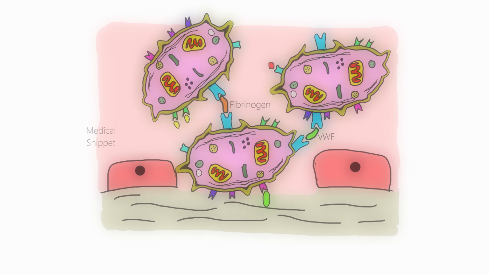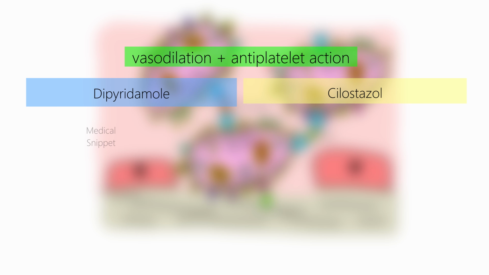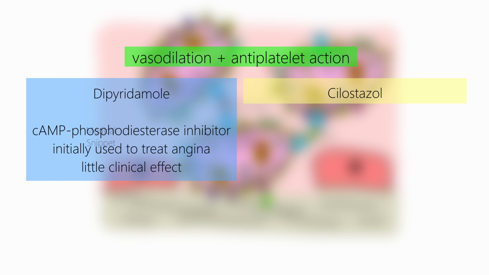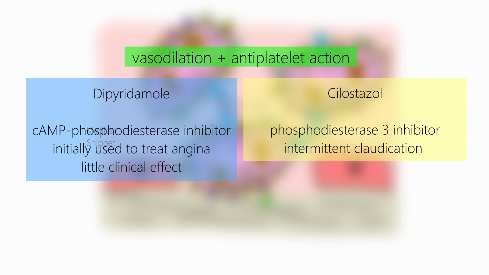Other miscellaneous antiplatelet drugs are dipyridamole and cilostazol. These drugs have a vasodilatory effect in addition to antiplatelet properties. Dipyridamole acts by inhibition of platelet cAMP phosphodiesterase. It was initially used to treat angina. Dipyridamole alone has little clinical effect. Cilostazol is a phosphodiesterase 3 inhibitor. It is used for the treatment of intermittent claudication caused by peripheral arterial disease.